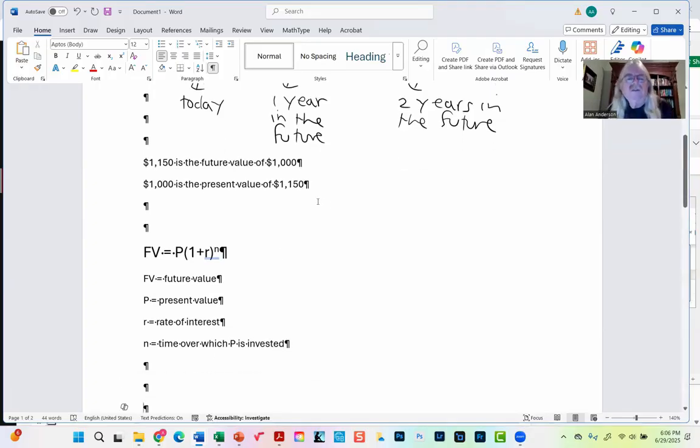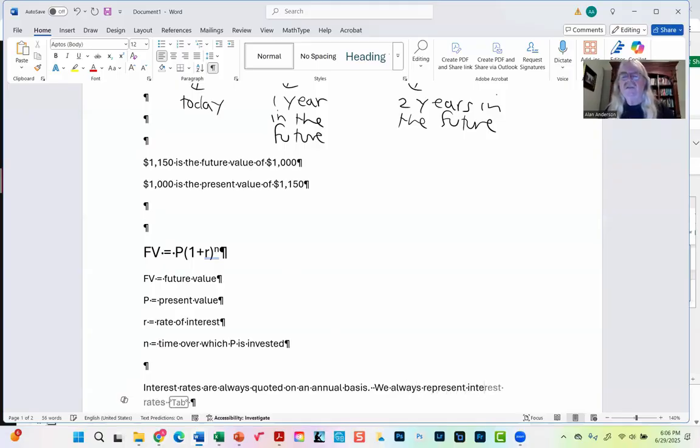Okay. So the interest rate, by the way, just as an aside, interest rates are always quoted on an annual basis, which means if it says 3%, it means 3% per year. All right, so that's understood. Also, in an algebraic formula like this, we always represent interest rates as a decimal.